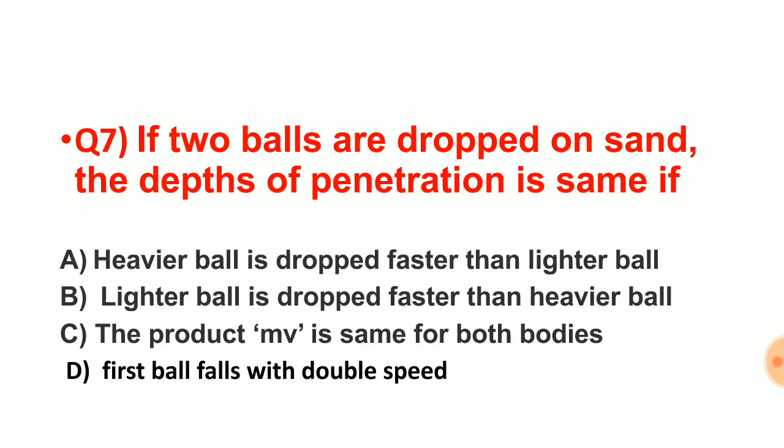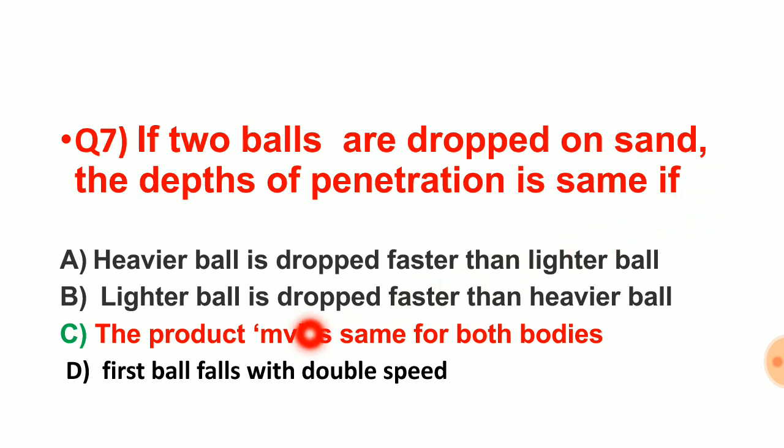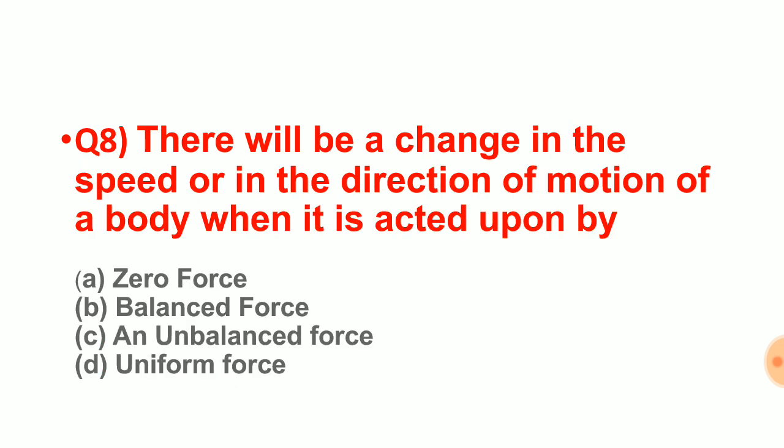If two balls are dropped on sand, the depth of penetration is the same if their product of mass and velocity is the same. Then they will give the same depth of penetration. So in this case, option choice C is the correct answer for question number 7. The product of m and v is the same for both bodies. Now let us see question number 8.